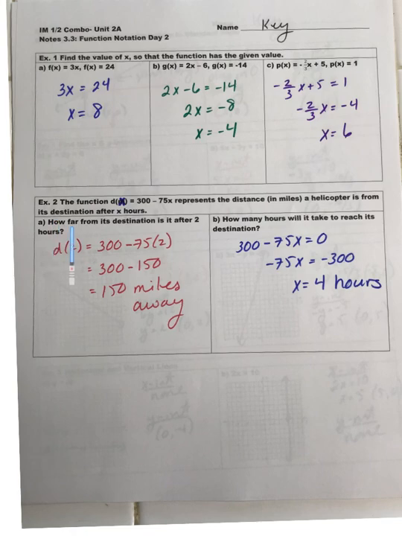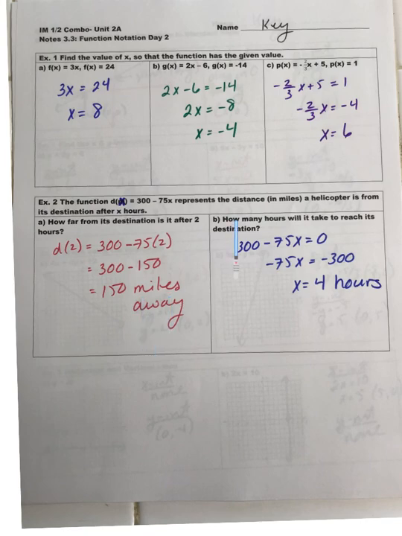All right, so A, how far from its destination is it after 2 hours? Well, x is the number of hours, so we're just plugging in 2 for x. So d of 2 equals 300 minus 75 times 2. 300 minus 150 is 150 miles away.